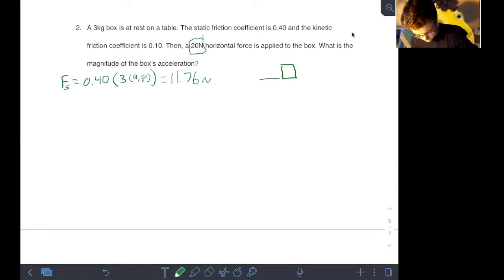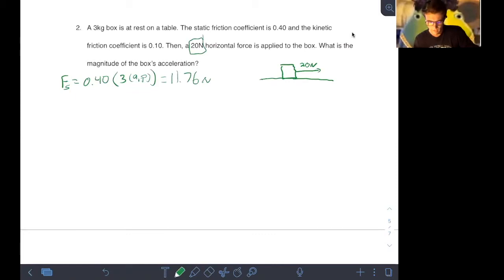Okay, so our box is being pushed, let's say, to the right with 20 newtons of force. So let's say we just disregarded friction for a second, right? Let's say there was no friction in it. I could pretty easily find out the acceleration of this box, right? 20 newtons of force being applied to it. I just divide that by the mass and I can get acceleration, right?